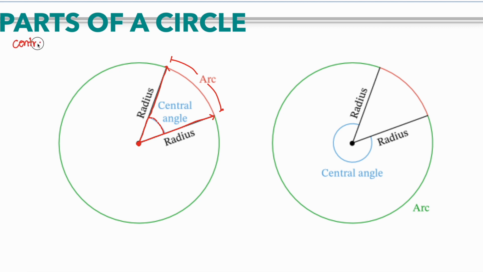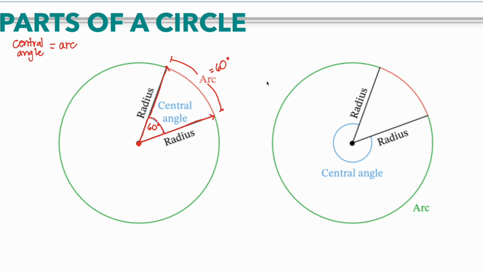The central angle and the arc are going to be equal to each other. The central angle is equal to the arc. For example, if this central angle is 60 degrees, then this arc is going to measure 60 degrees. If this angle was 40 degrees, then this arc would be 40 degrees. They will be equal to each other.